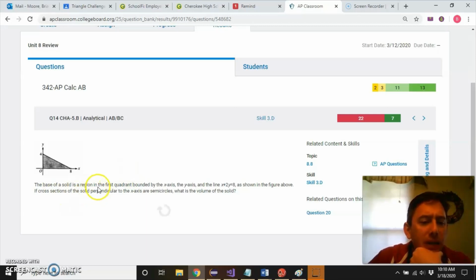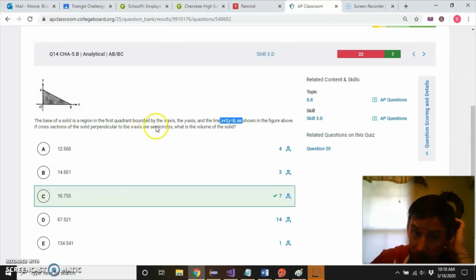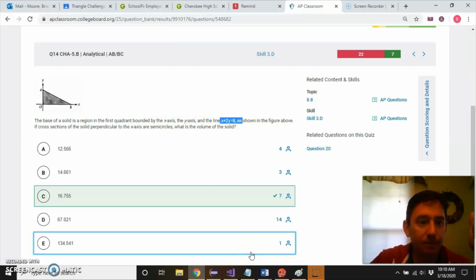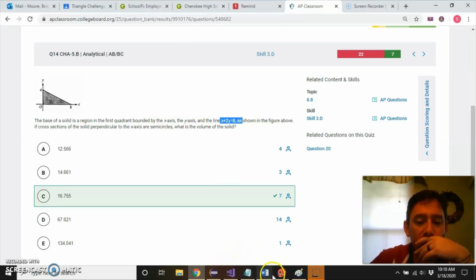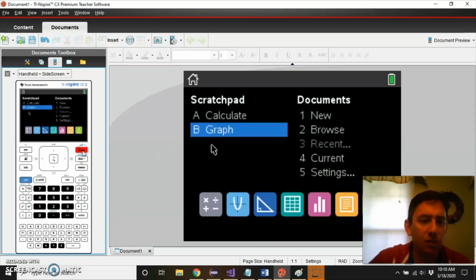Okay, you've got the base of a solid in the first quadrant, bounded by that line, and all the cross sections perpendicular to the x-axis are semicircles. Okay, perpendicular to the x-axis, that means we're going to get to use dx, and if every cross section is a semicircle, then our formula is 1/2 pi r squared. You just have to figure out what r is. I'd rather do this one by hand, but let's go to the scratch pad.